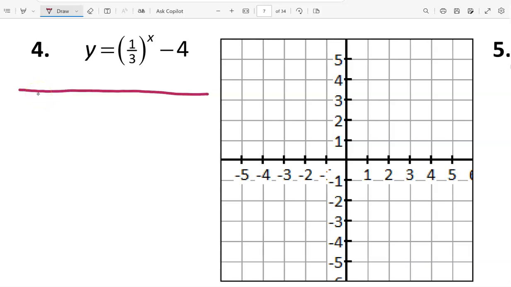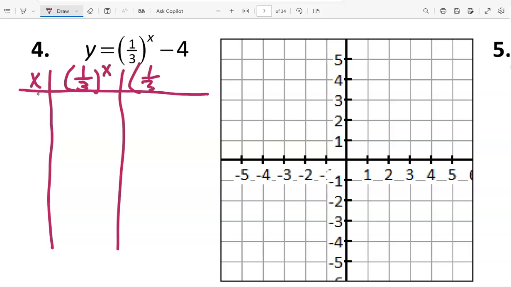In number 4, we can set up a table of values, our values of x, and then we raise 1/3 to that power, and then subtract 4 to get the y value. So for the exponents, which are the x values, I'm going to put in -2, -1, 0, 1, and 2. And 1/3 to the -2 is 9. 1/3 to the -1 is 3.